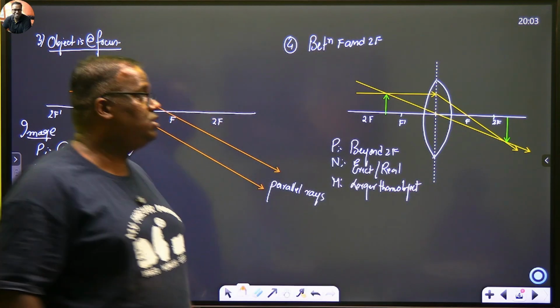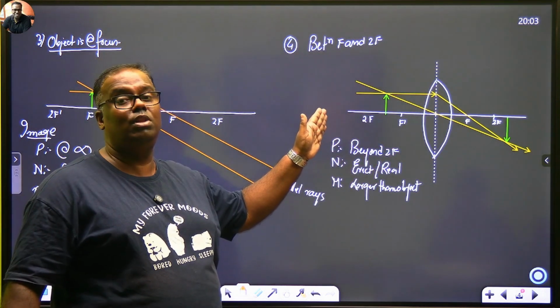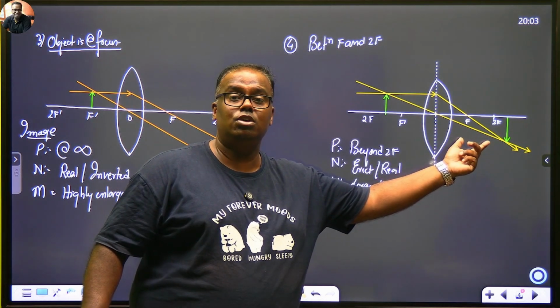The next one is just the opposite of it. Object is kept beyond 2F. Where will the image be formed? Between F and 2F. Image will be smaller.